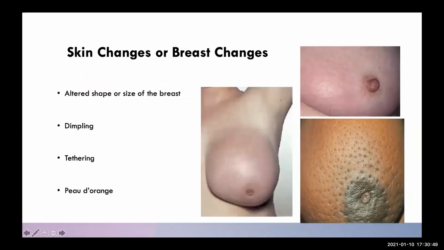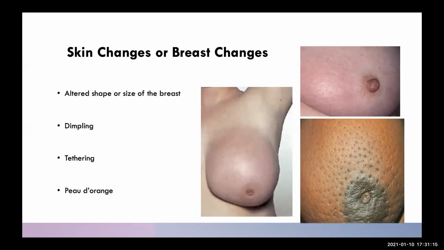Some ladies may have changes in the breast which are very profound and indicative of locally advanced breast cancer. And as you can see on the photographs shown on the screen, the peau d'orange is the orange peel appearance. This is where the cancer has gone into the lymphatics of the breast, as a result of which the drainage is disrupted, the skin looks thickened, the skin looks edematous.